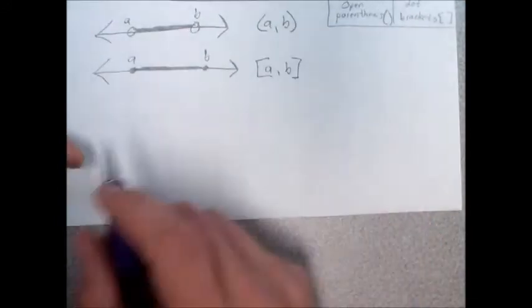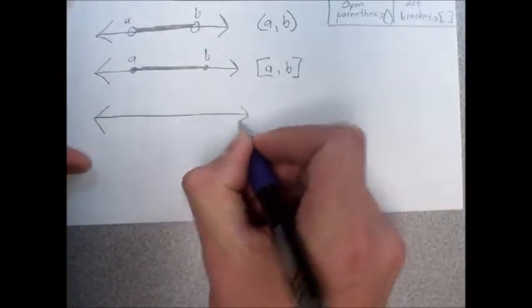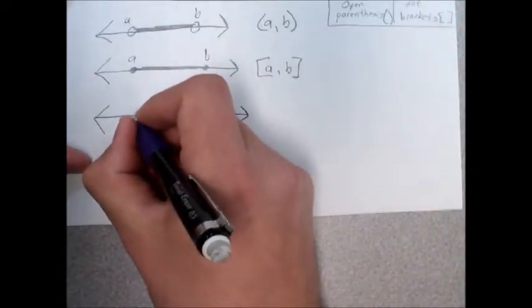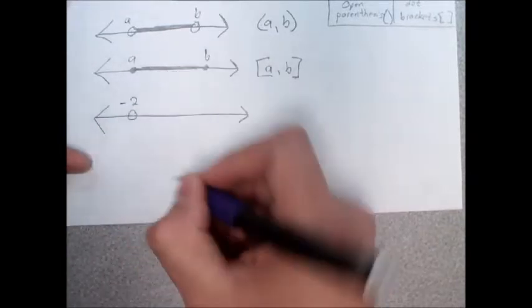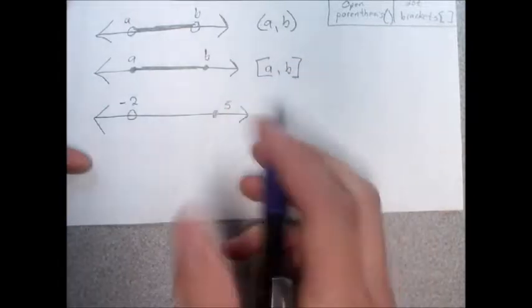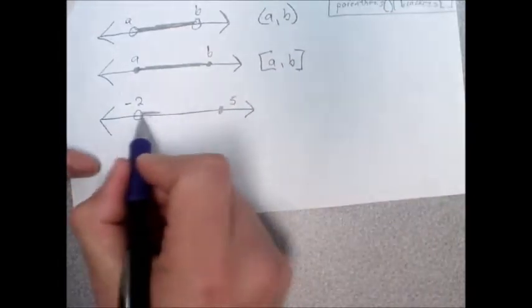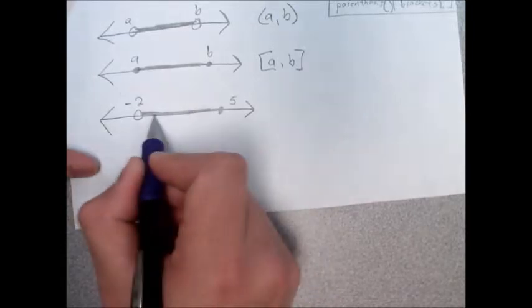But let me do one more example before I do that. I'm going to do one with an actual number on it. I'm going to use an exclusive dot at -2. I'm going to put an inclusive dot up here at +5. And I'm going to go from -2 all the way to +5. I'm just going to darken in that line in between them.